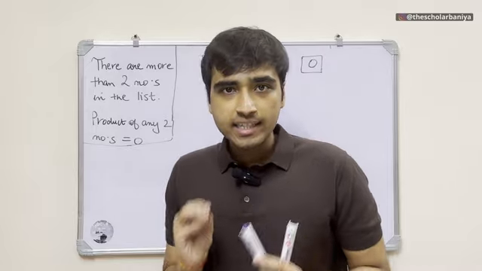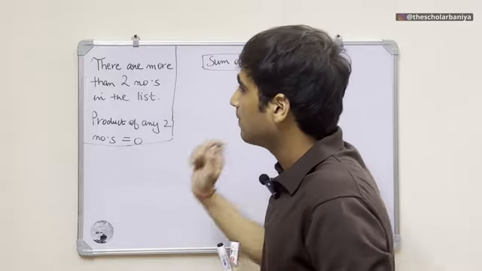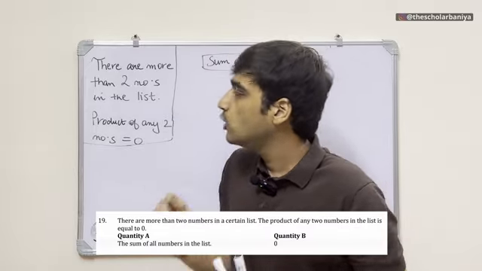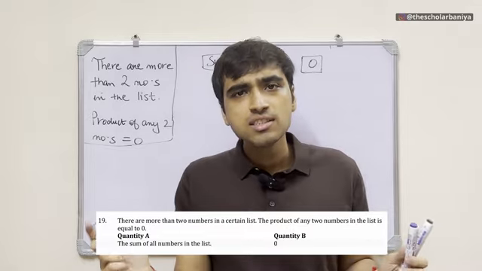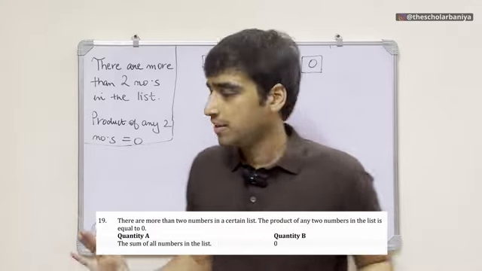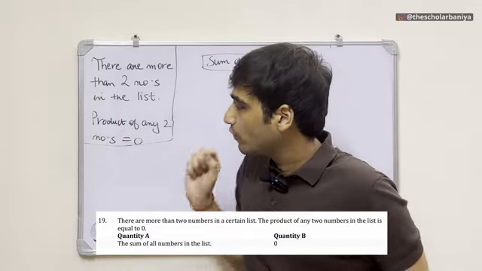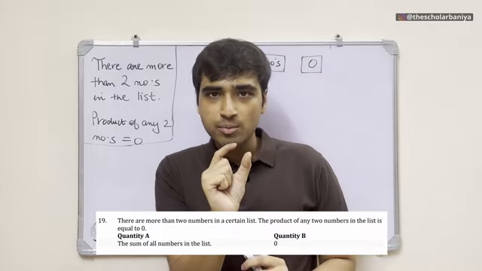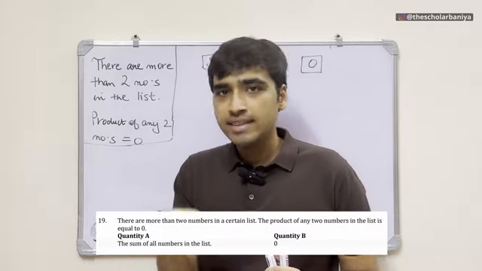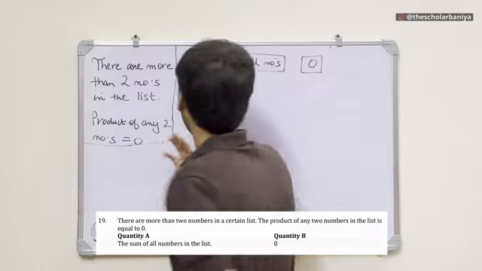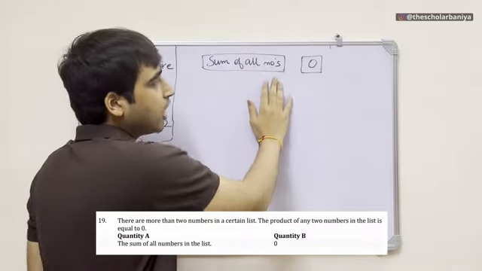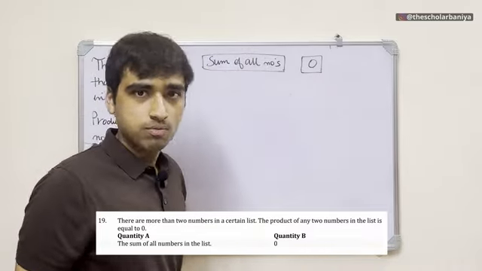So now let's move on to the next question, guys. In this question, we are given that there are more than two numbers in the list. So there is a list which contains more than two numbers, right? And the product of any two numbers is 0. So if we take the product of any two numbers in the list, then their product is 0, right? And we have to compare the sum of all numbers in the list with 0, right?